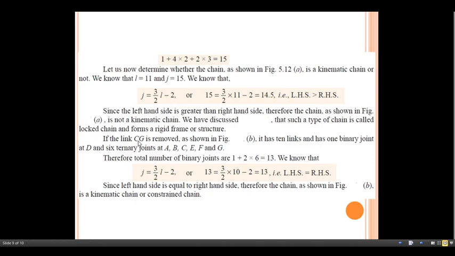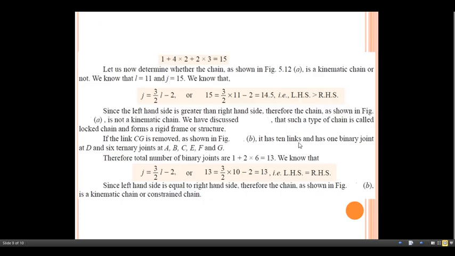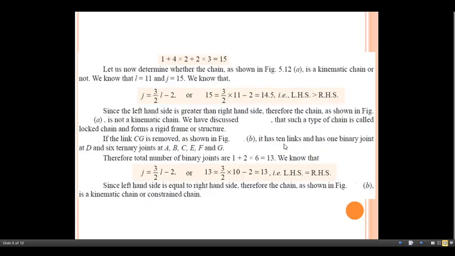Next case: if link CG is removed from this figure P, this link is removed and the remaining structure is as it is. It has 10 links, 1 binary joint and 6 ternary joints. We have already seen these 6 ternary joints at various locations: A, B, E, then F, and so on.